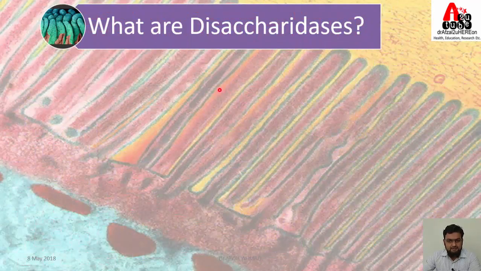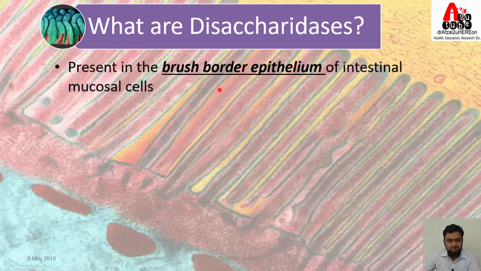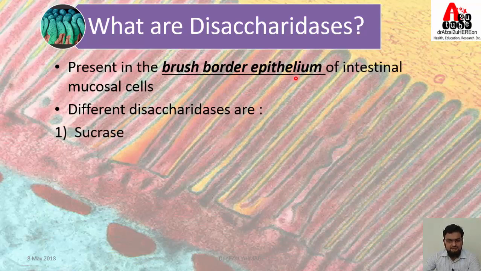So what are the different disaccharidases which are secreted in the small intestine? The disaccharidase enzymes are secreted from the brush border epithelium of the intestinal mucosal cells. In the intestinal mucosa we have the brush border villi, the epithelial cells present in the mucosa of the GIT, which secrete these enzymes. There are 4 major types of disaccharidases. The important ones are sucrase, maltase, isomaltase and lactase.